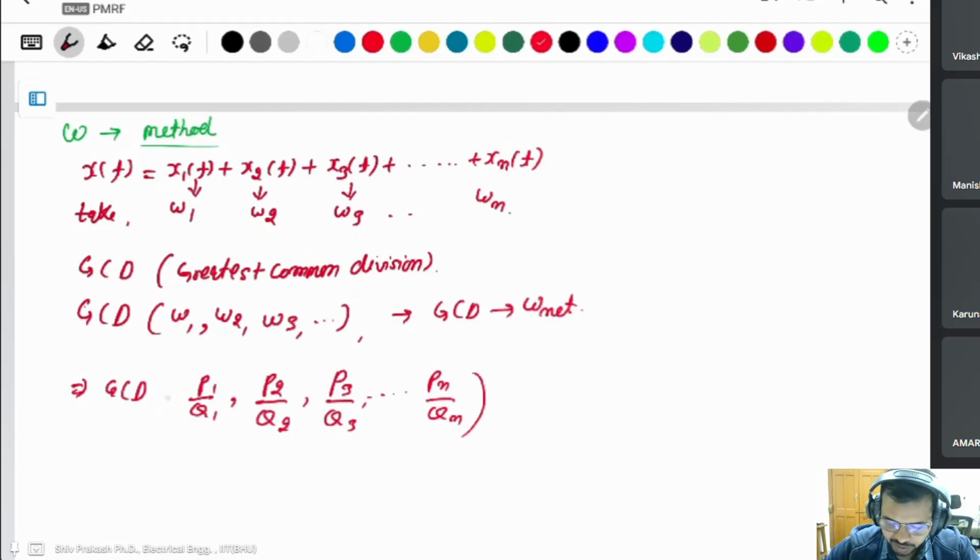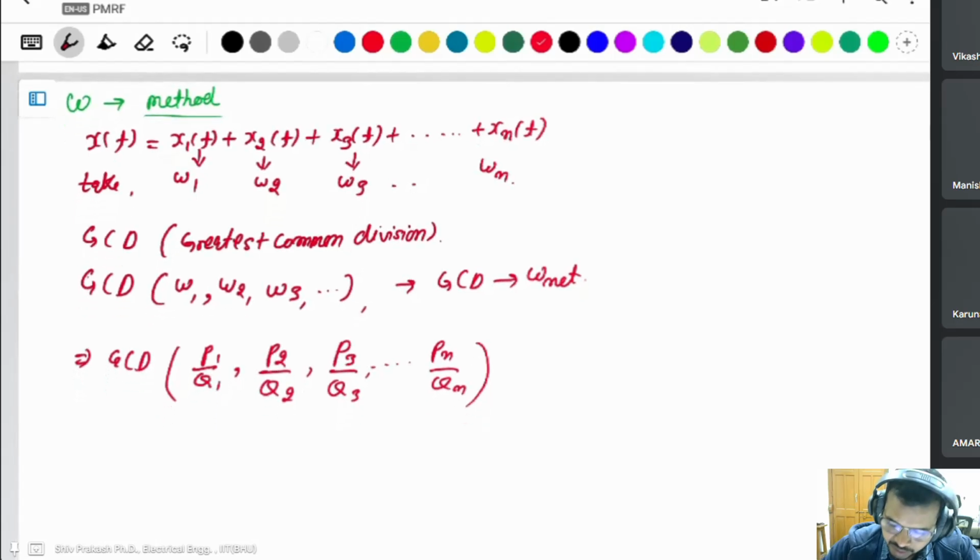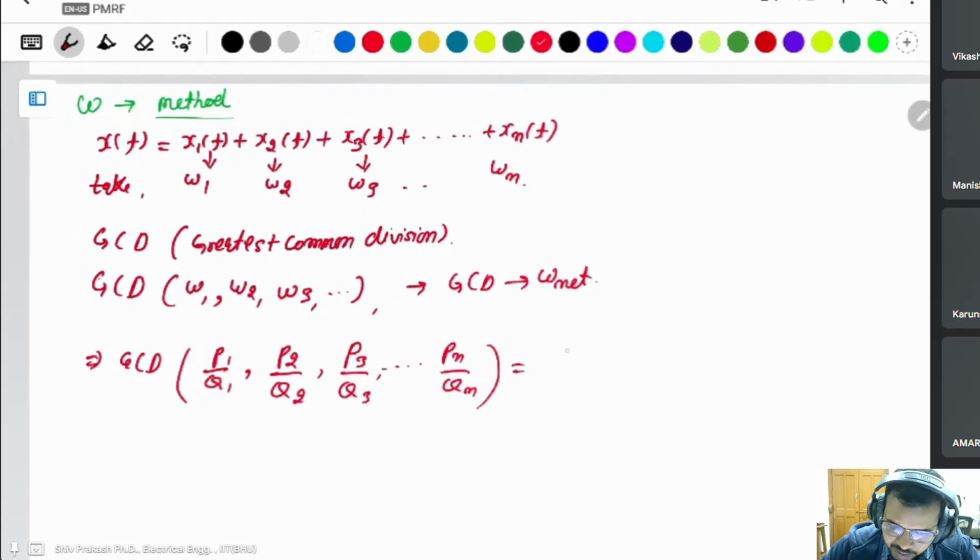Then how can you find the GCD of this? If they are simple one-digit or two-digit numbers, then you can easily find the GCD. But here there is a rational number form. Then what happens? For this, you have to find the GCD of the numerators P1, P2, P3, Pn. Then find the LCM of the denominators.